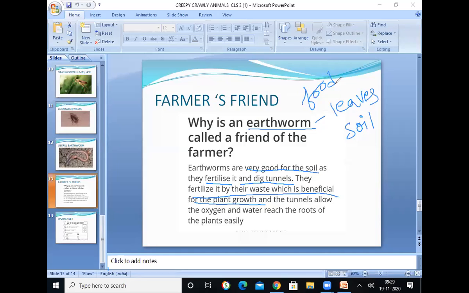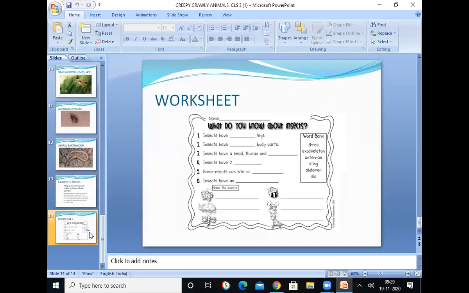Right, this is about our earthworm. Now we are going to see one more, the last one. Insects have dash legs. How many legs? 6 legs, 3 pairs, I told you. Totally 6 legs. Insects have dash body parts. 3 body parts: head, thorax, and the next one, abdomen.